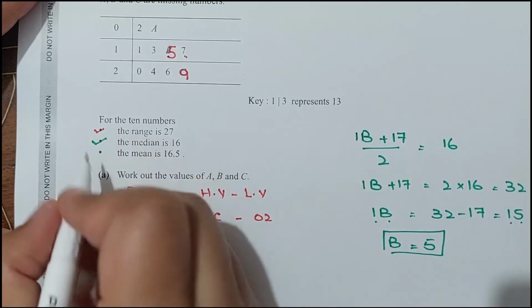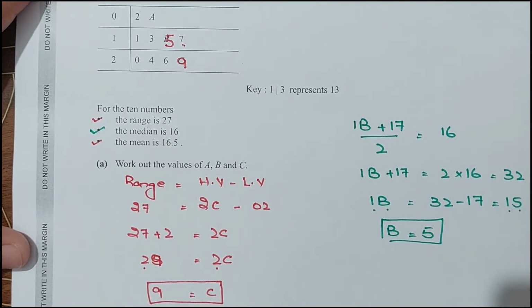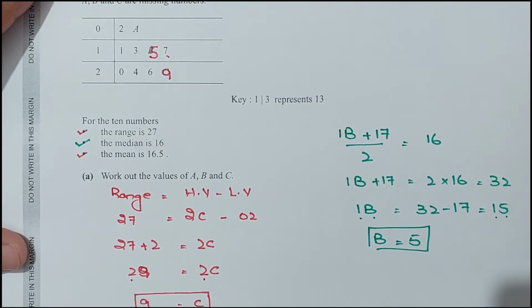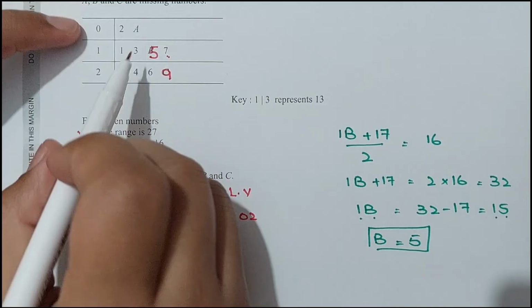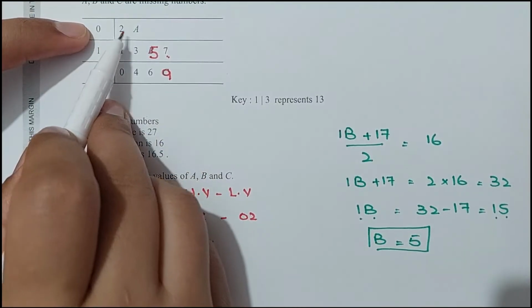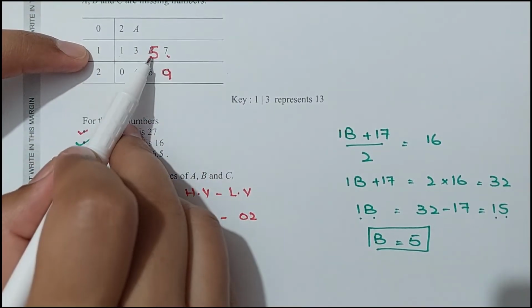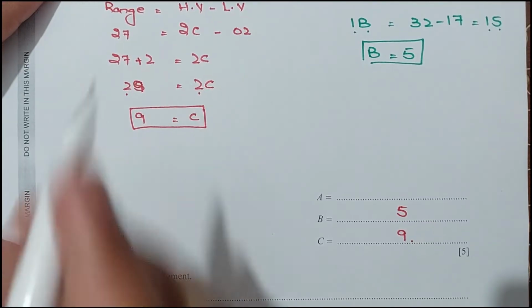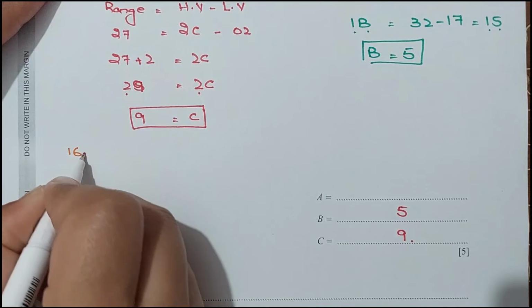Now the last is the mean. We have to use the information about the mean. Mean is the sum of all values divided by the total, which is 10, right? So this is 2 plus A plus 11, 13, 15, 17, 20, 24, 26 and 29. These are all the numbers. So the mean we have been given is 16.5.